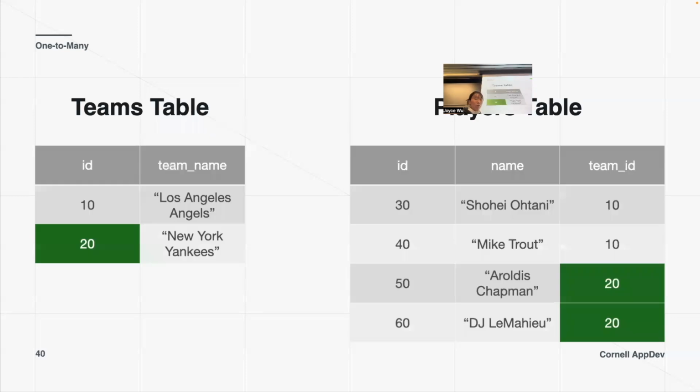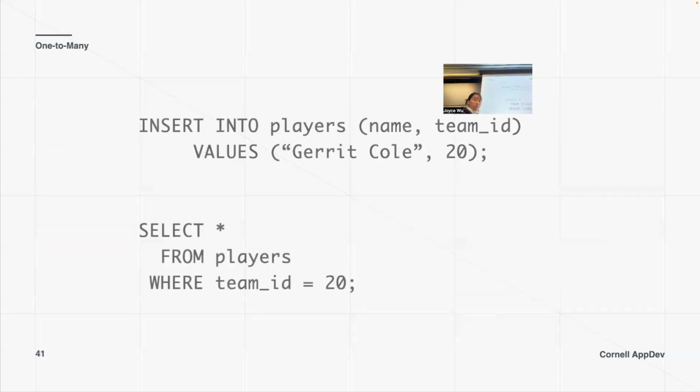Hypothetically, if we wanted everything from the New York Yankees, we would select star from players where the team ID is 20, which is the one associated with the New York Yankees. That way we get everything from the players table that is associated with the particular team that we want.